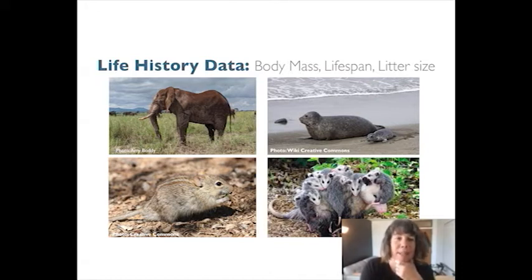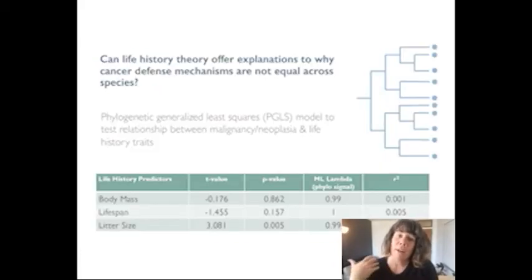We had elephants in the data set. We had tiny species that reproduce quickly. We had singleton births, and we had opossums that have up to 13 offspring per reproductive bout. And so then we could ask, could life history theory offer an explanation for these cancer defense mechanisms across the tree of life? We did all of our analysis controlling for phylogeny because these data points are not independent because of ancestry. So all of the regressions I show take phylogeny into consideration.